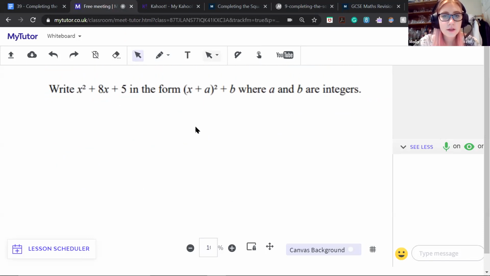Right. So again, exactly the same style of question. Write this in this form. So, who can tell me what we have to do first to get this into completed the square form? And I'm looking particularly for those who said they were struggling. Just give it a guess. I'm obviously not going to name names, but if you were struggling, just give it a guess, because then I can see where your thinking's at and how I can help.